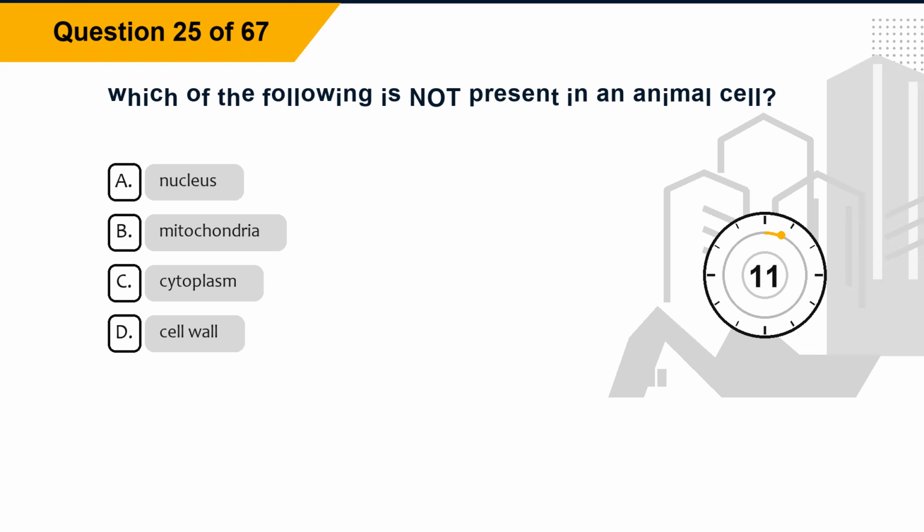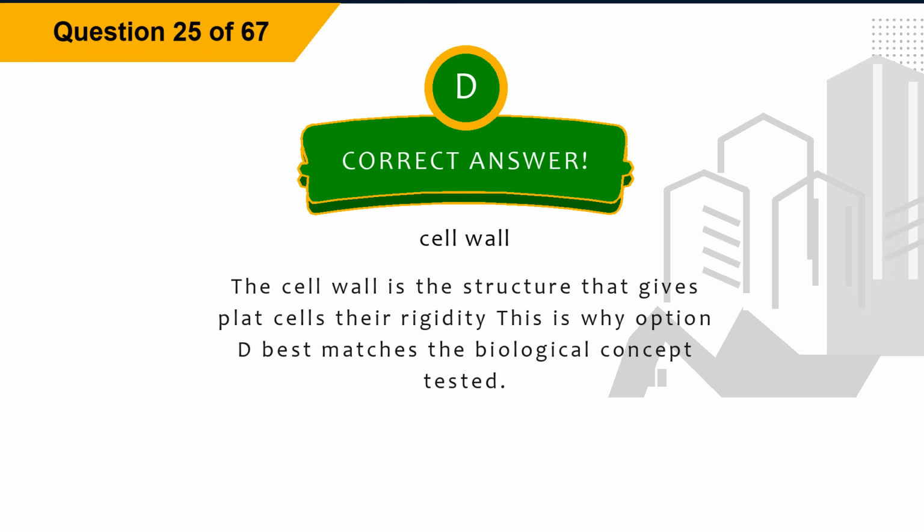Question 25. Which of the following is not present in an animal cell? Option A, nucleus. Option B, mitochondria. Option C, cytoplasm. Option D, cell wall. The correct answer is option D, cell wall. Explanation. The cell wall is the structure that gives plant cells their rigidity. This is why option D best matches the biological concept tested.